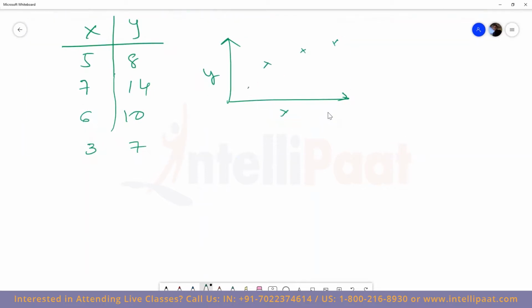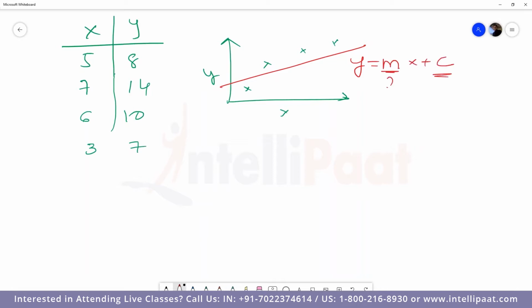Sorry guys, these are my 4 data points, and I want to find that one single equation that cuts through all these 4 points. I know one thing for a fact, that this looks like the form of y is equal to mx plus c. I don't know what m is, I don't know what c is. I need to find the best possible values of m and c.